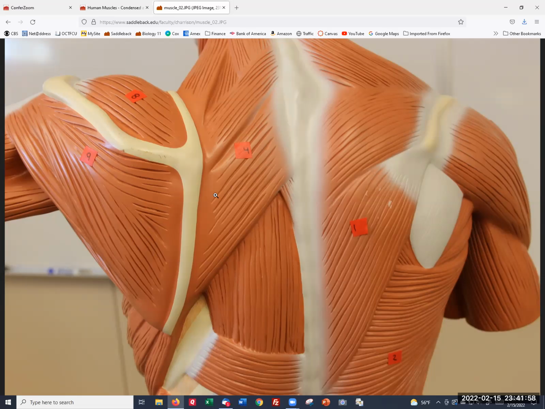The rhomboides are here between the shoulder blade and the spine. The rhomboides. And we'll take advantage of the supraspinatus up here and the infraspinatus here.